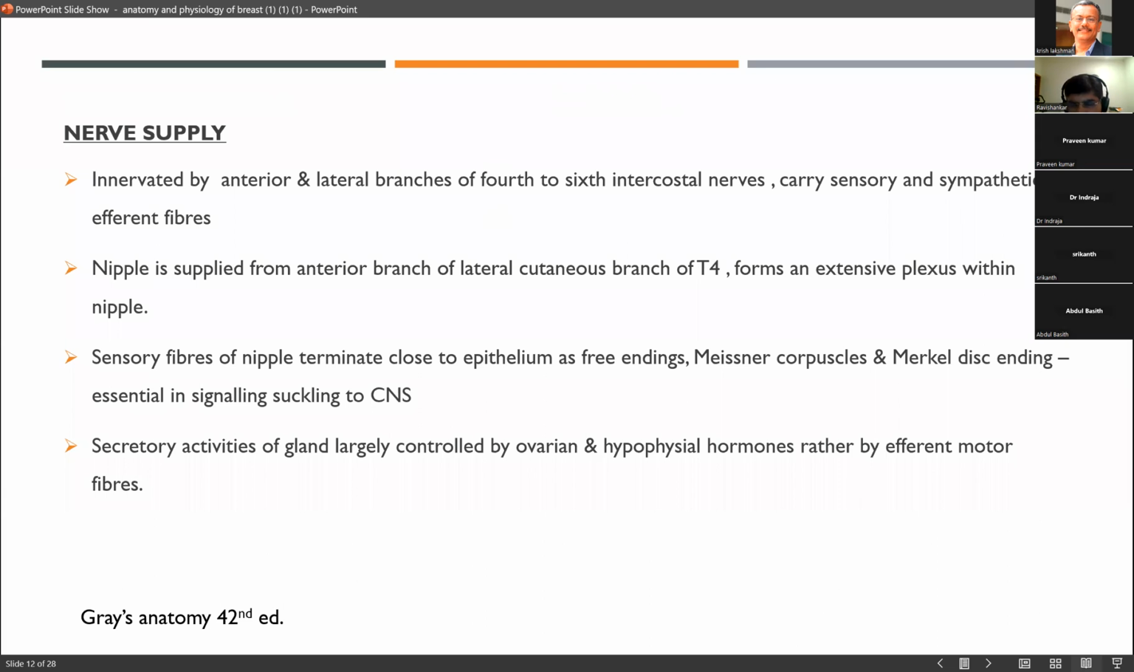Anybody else in the class? And what is its significance? So thoracic plexus, speak out loudly. So the intercostal nerve, sir, based in.